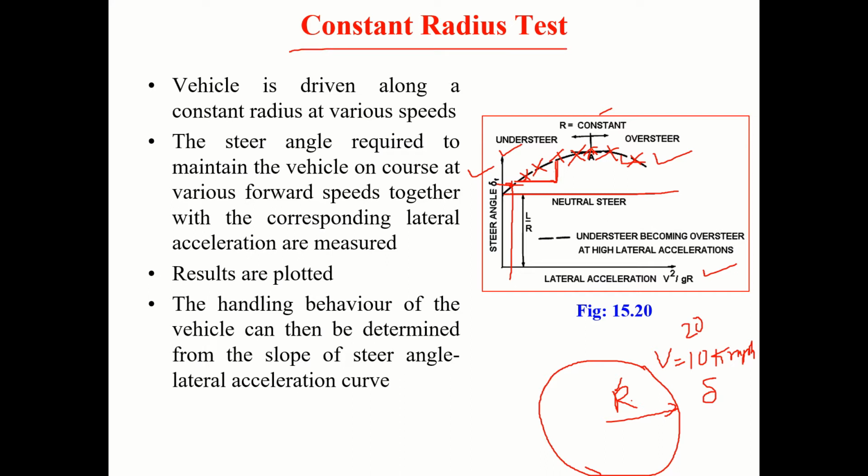Once you have this curve, probably you can find what is the maximum lateral acceleration we can have, so that it still remains something like understeer, or at what point it will become oversteer. Okay, so this is one thing. For that vehicle we can find out.